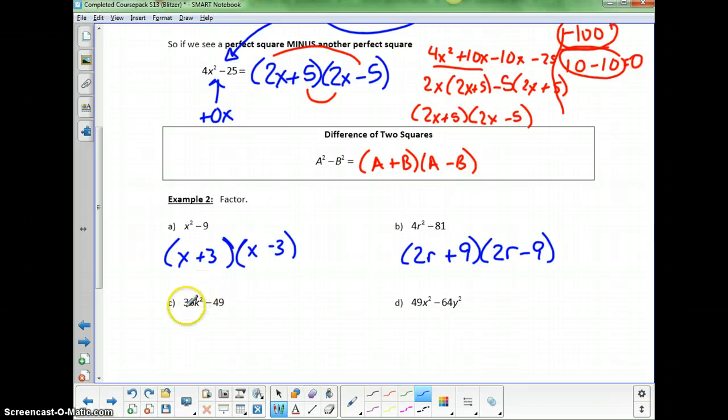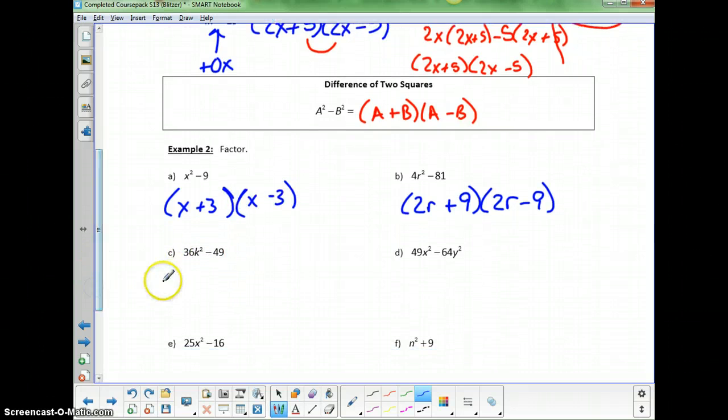36k squared is a perfect square. 49 is a perfect square. So this should factor into the perfect squares. For 36, it would be 6 squared. It's going to be 6k minus 7 and 6k plus 7. Notice that I wrote the subtraction first this time. It doesn't matter which one's written first, I just need to have both of them down there. Okay, one is positive, the other is negative, and they're perfect opposites of each other. They're conjugates.